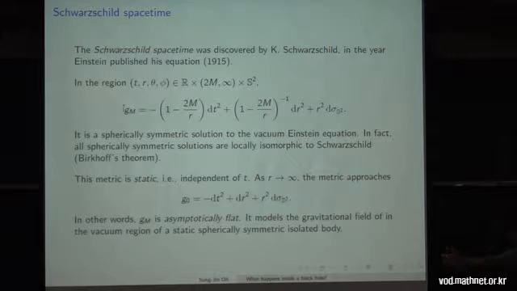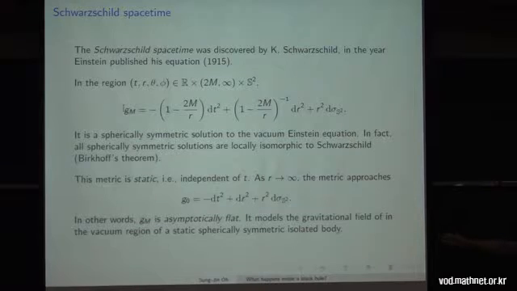So r is the area radius of the sphere of symmetry. It tends to the Minkowski space. So the physical interpretation is the following. Because of these properties, the Schwarzschild spacetime models the gravitational field in the vacuum region. So this solves the vacuum Einstein equation. So it describes a static, so time independent, spherically symmetric, isolated body. Okay, so isolated body corresponds to the fact that it's asymptotically flat. So it's something that's isolated and nothing, even gravity, is there when you go to a far away region, which is the r large region.